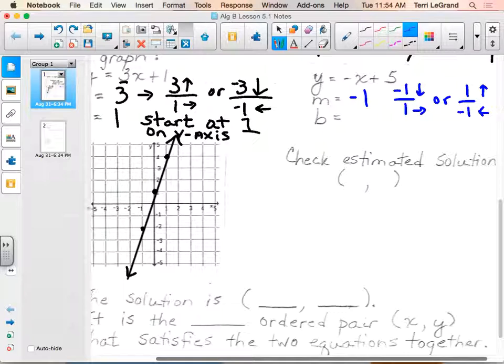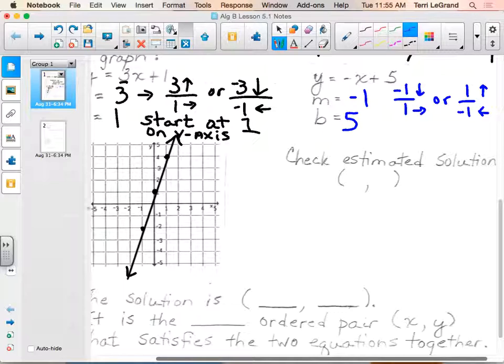So notice when we grabbed our first line, it had a positive slope. And our line matches that. It is rising from left to right. This one, what kind of behavior should it have when we're done? It better be falling from left to right. Okay, so what's our starting point for this one? 5.